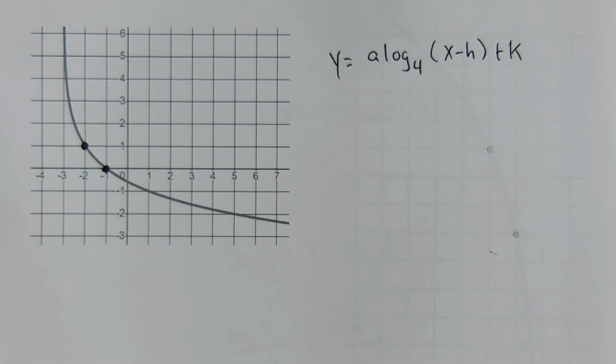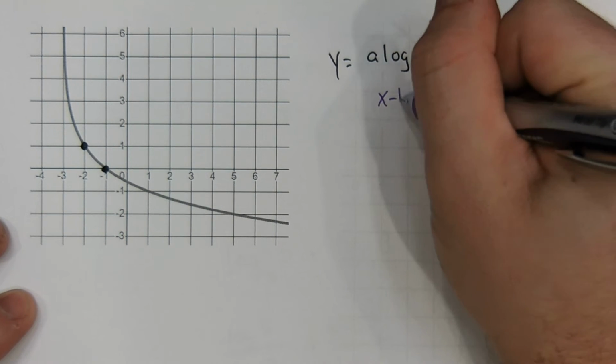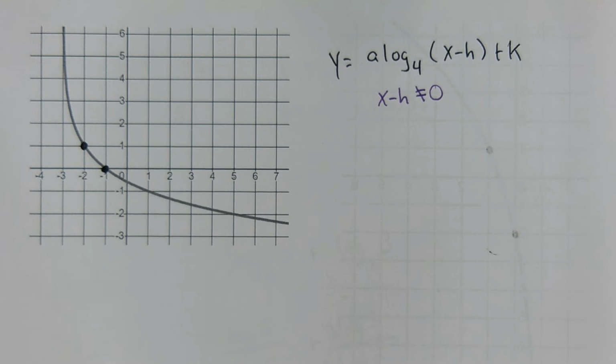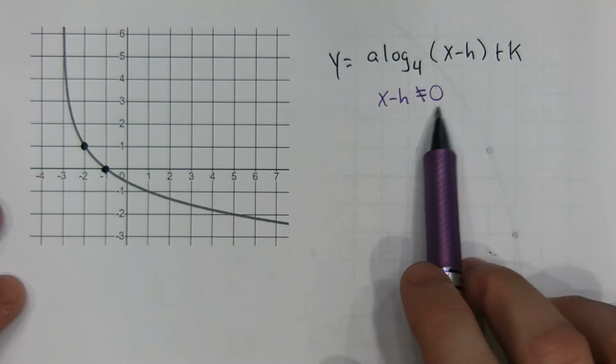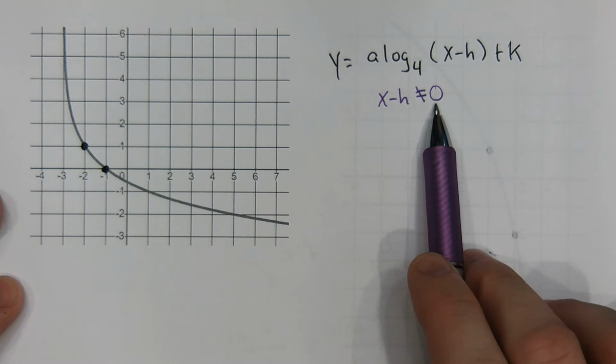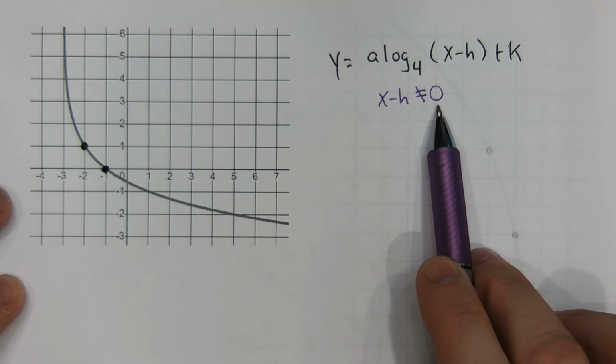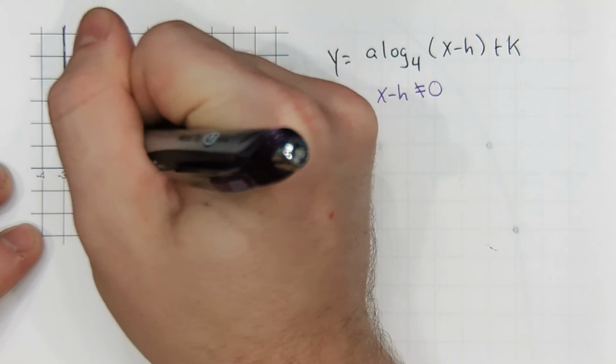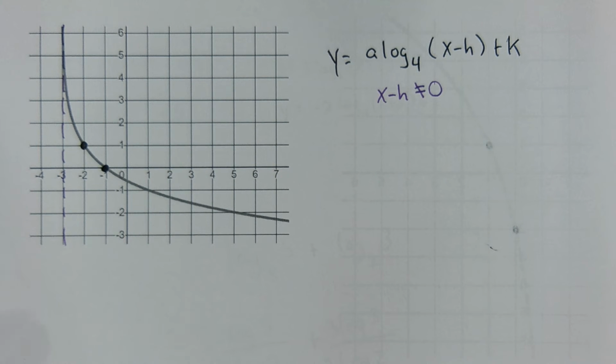Logarithms have some very specific rules that we have to pay attention to. 1. X minus h is not allowed to equal 0. What that means is whatever value of x makes it equal 0 is not allowed. That is the x value where we will find this vertical asymptote. So what we can see here is that x equaling -3 is going to make the argument equal 0.